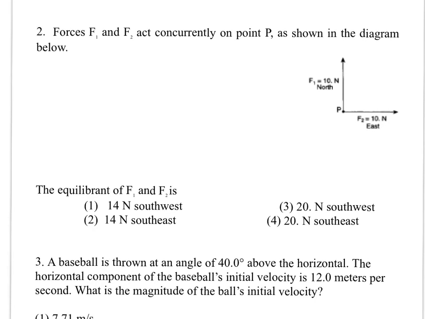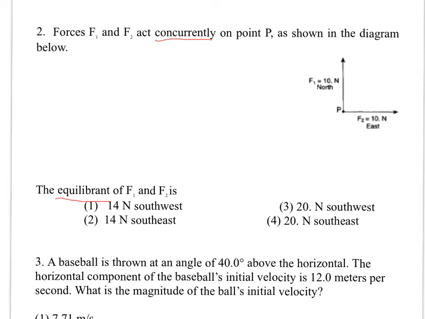Number 2. Forces F1 and F2 act concurrently on point P as shown in the diagram below. The equilibrant of F1 and F2 is... Once again, we see that keyword here, concurrently, so once again happening at the same time or simultaneously, and equilibrant. That's the same as the force that would put this in equilibrium. So just like number 1, we're looking for the force that balances both of these vectors. And this time we have numbers. So we have 10 newtons going north and 10 newtons going east.